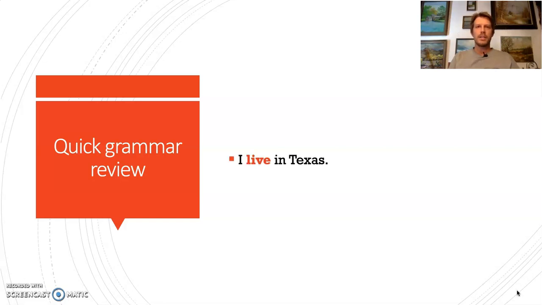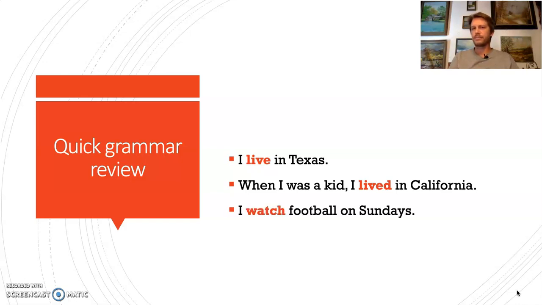This first example is, I live in Texas. This is now. It's true. It's a fact. But if I change this sentence, when I was a kid, I lived in California. I don't live in California now. This is something that was true in the past.